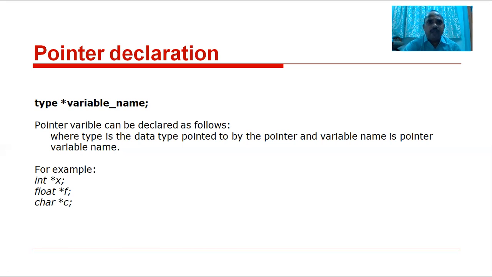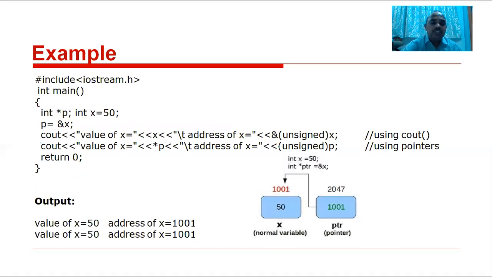The address of a variable is always a whole number. Clear? So then this is an example program for pointer declarations. Here simply asterisk p. Hash include iostream.h.